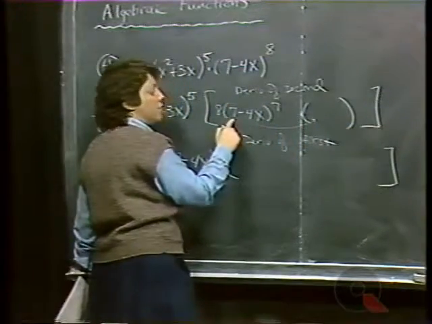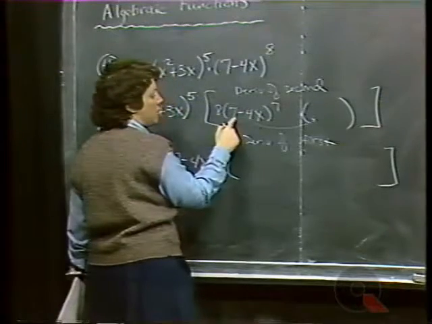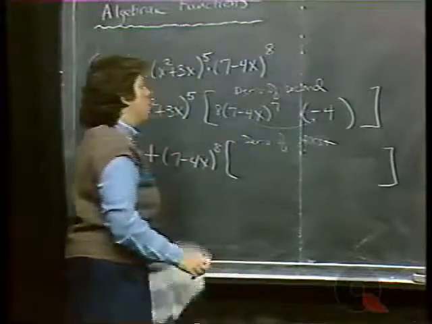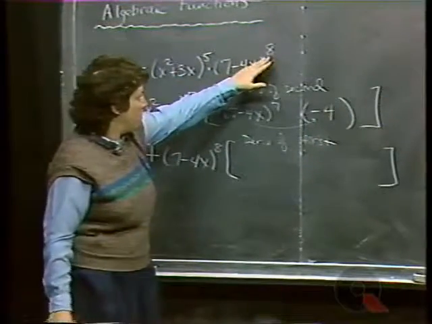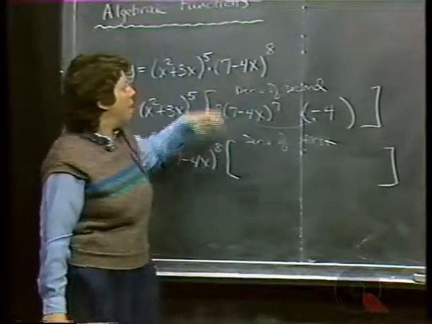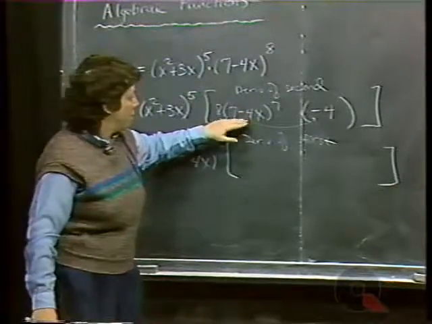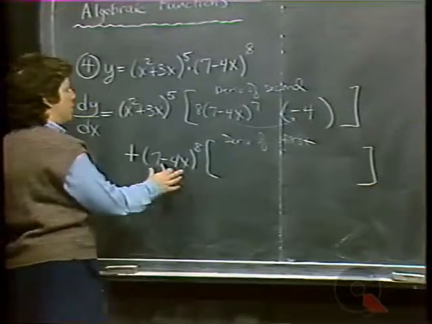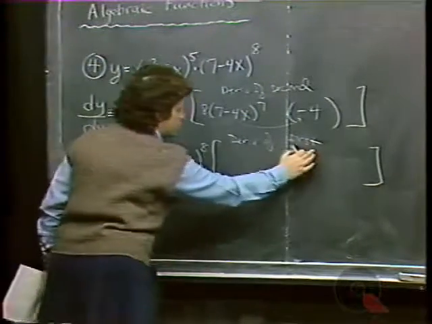The derivative of 7, of course, is 0. The derivative of a constant is 0. The derivative of minus 4x is minus 4. So the derivative of the second part is the power times the function to the 1 less power times the derivative of the inside. Now we have the second times the derivative of the first.